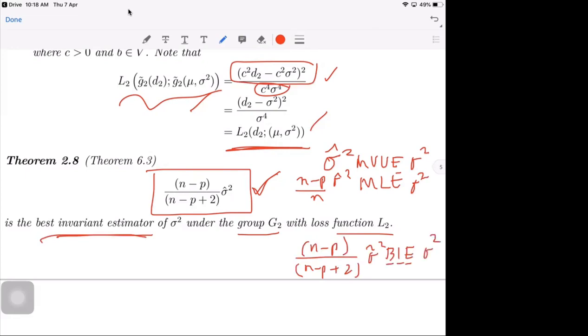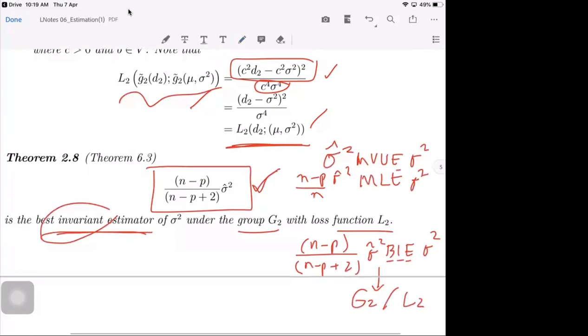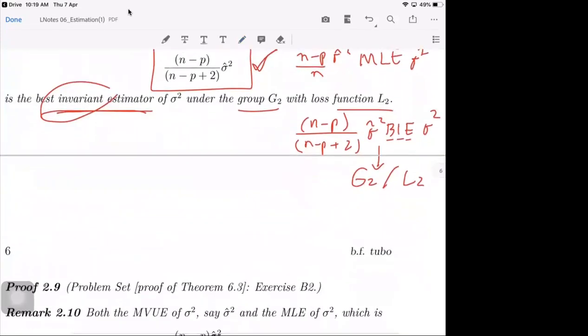But then again, it should be specified that it is a best invariant estimator under the group G2 and under the loss function L2. So invariance is dependent on your group of transformation and loss function. Are you following? Yes, ma'am. So the estimators for our variances vary depending on what you want: MVUE, MLE, or invariant. So you have different formulas for the estimator.